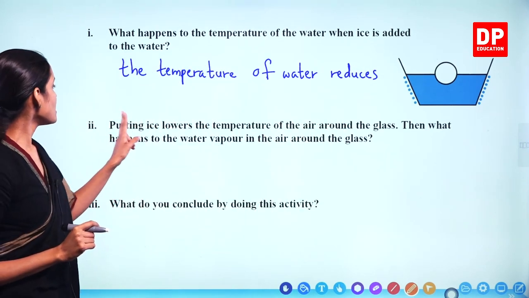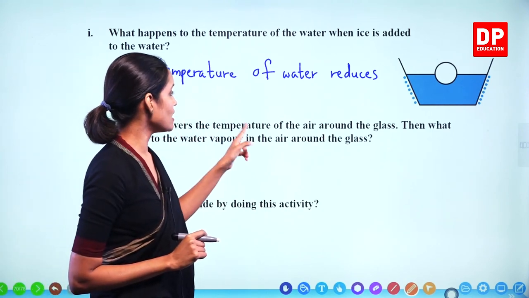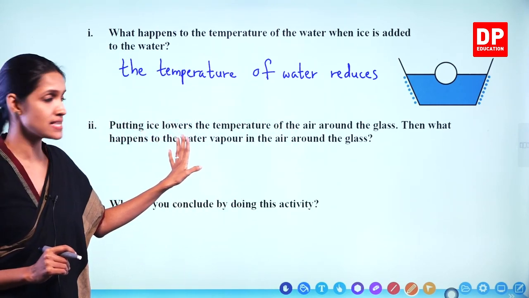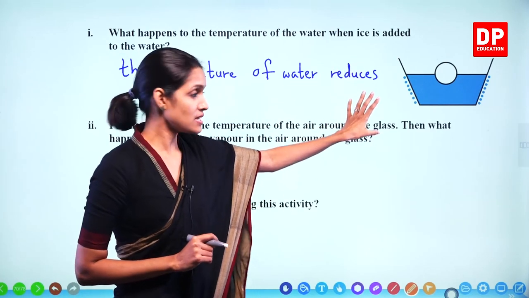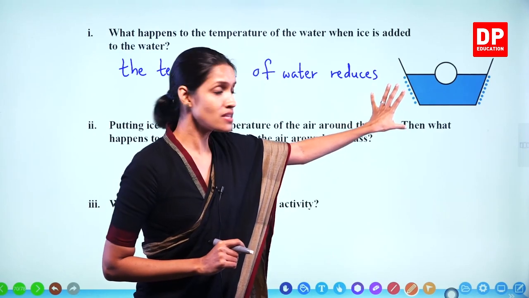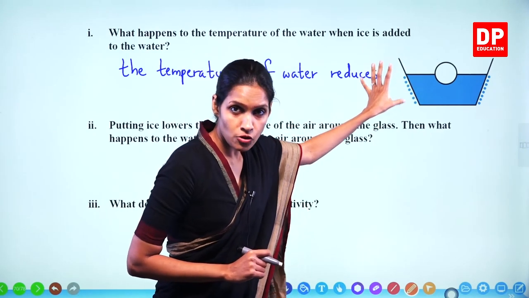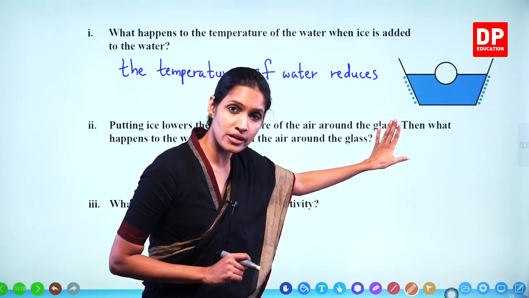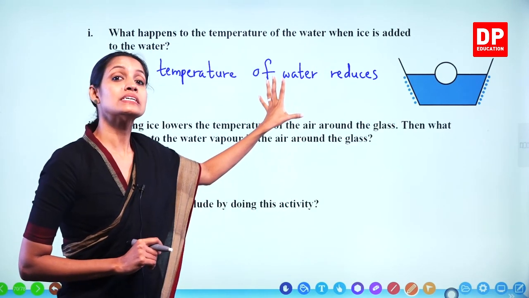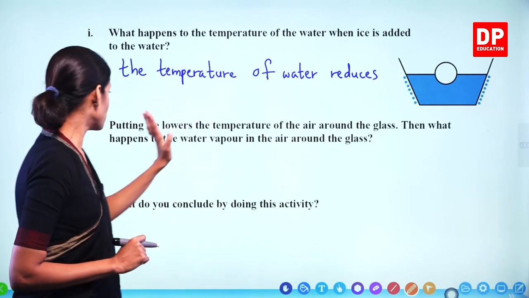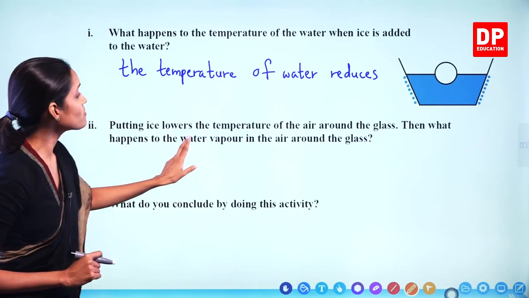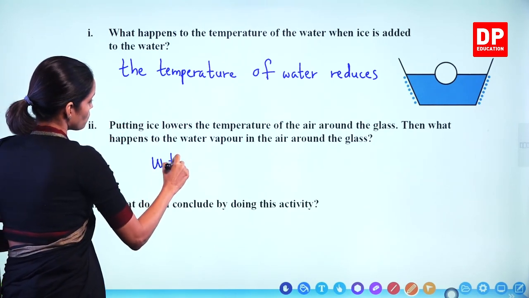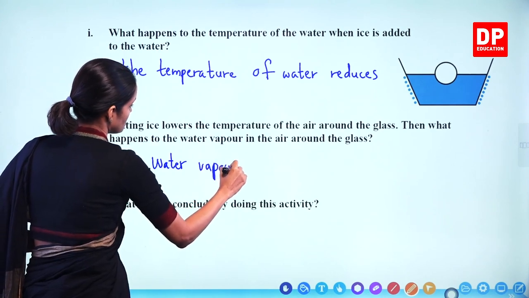Putting ice lowers the temperature of the air around the glass. Then what happens to the water vapor in the air around the glass? Initially, even though we can't see it, there's air around the glass. Because the glass is cold, the air around the glass also becomes cool. Because of the decrease of temperature, this water vapor condenses and water droplets are formed. So the water vapor in the air around the glass condenses.